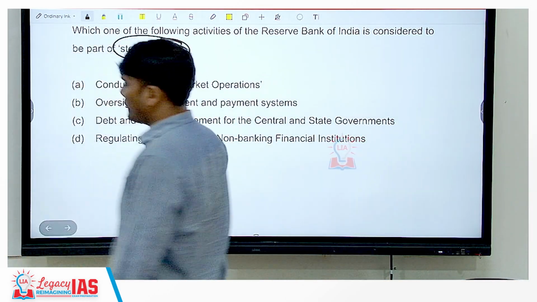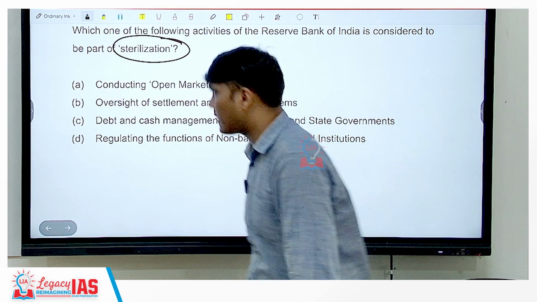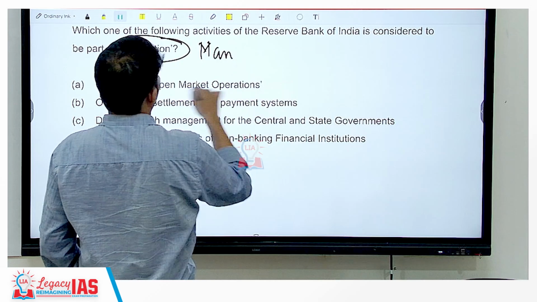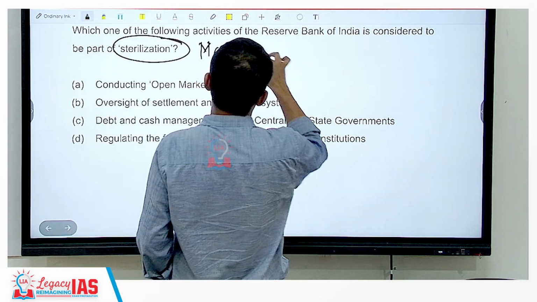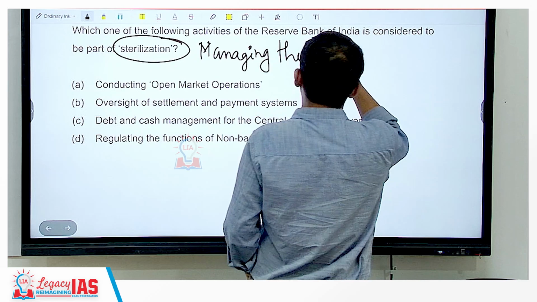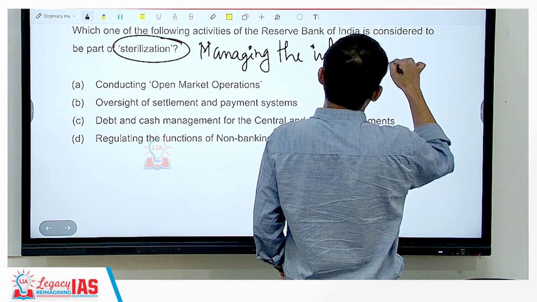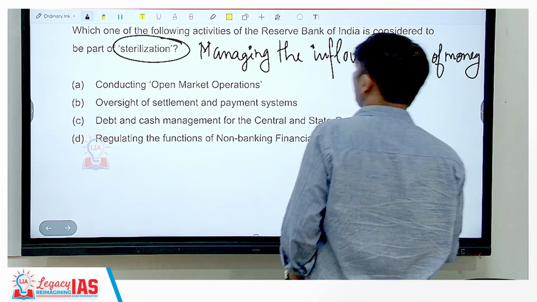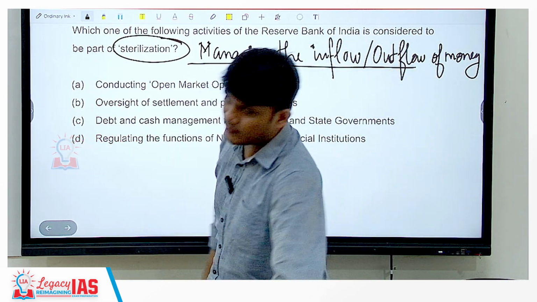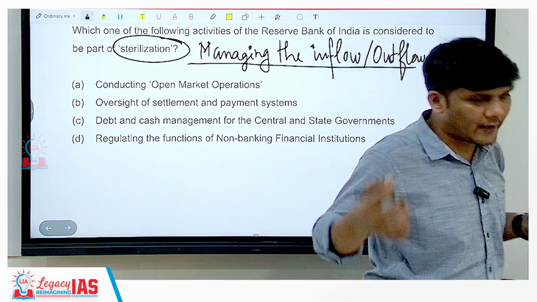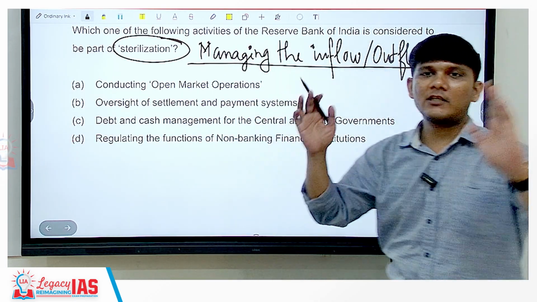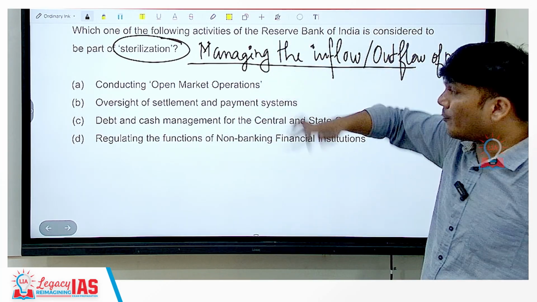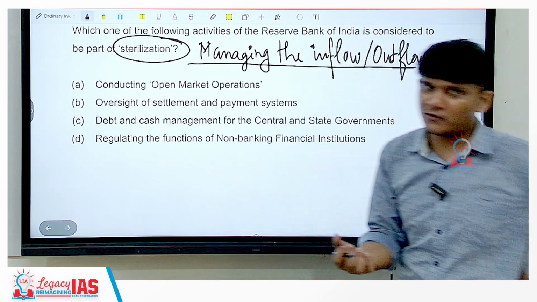Now let's understand the concept of sterilization. What is sterilization? Sterilization is nothing but managing the inflow and outflow of money. If there is too much money in the market, the RBI would try to suck it out. If there is too little money in the market, the RBI would like to pump it up. Managing the inflow and outflow of the money, or the presence of money in the market, is nothing but sterilization. To manage that, you need to do sterilization operations at times.